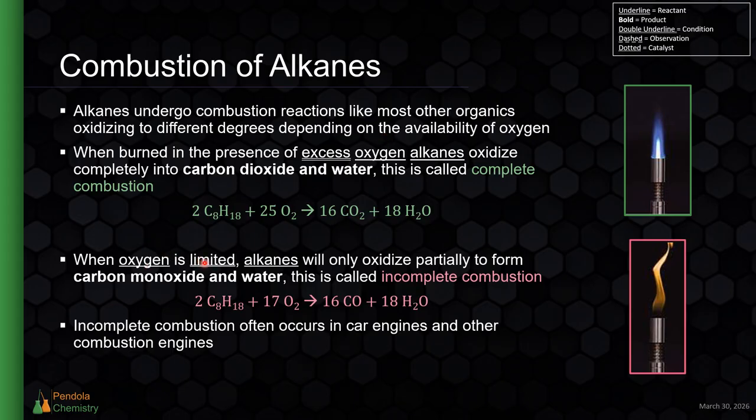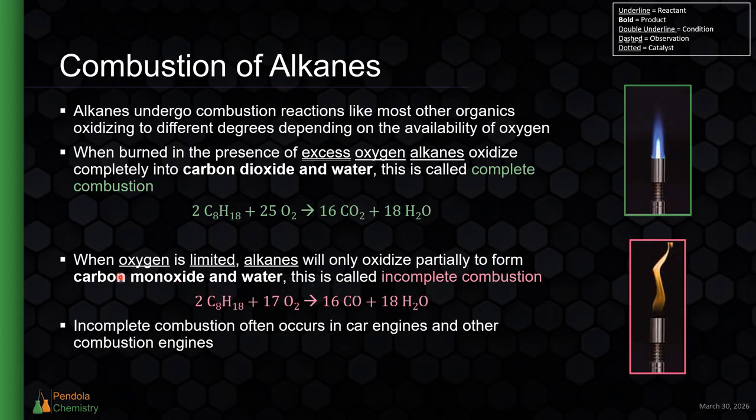When oxygen is limited, we do not undergo complete combustion. We undergo incomplete combustion. With limited oxygen, not every carbon and hydrogen can be fully oxidized. So alkanes, which are single underline because they're reactants, will oxidize only partially, and instead of forming carbon dioxide and water, they'll form carbon monoxide and water. Why is this called incomplete combustion? Because the carbon monoxide means that the carbons have not been oxidized as fully as they have with complete combustion. They form CO instead of CO2. Less oxygens, therefore less oxidized.